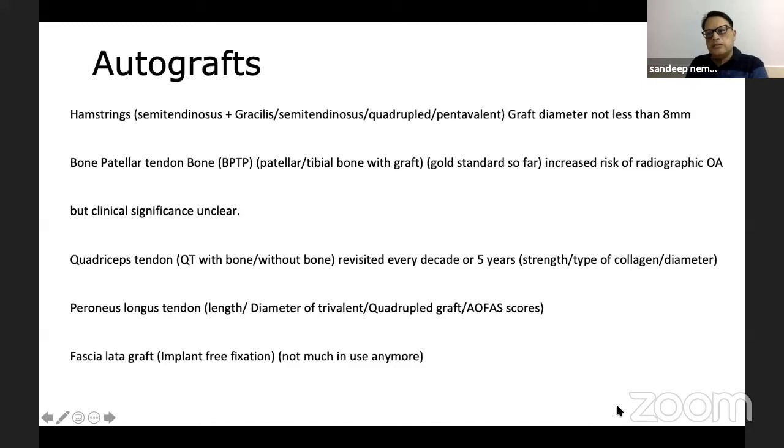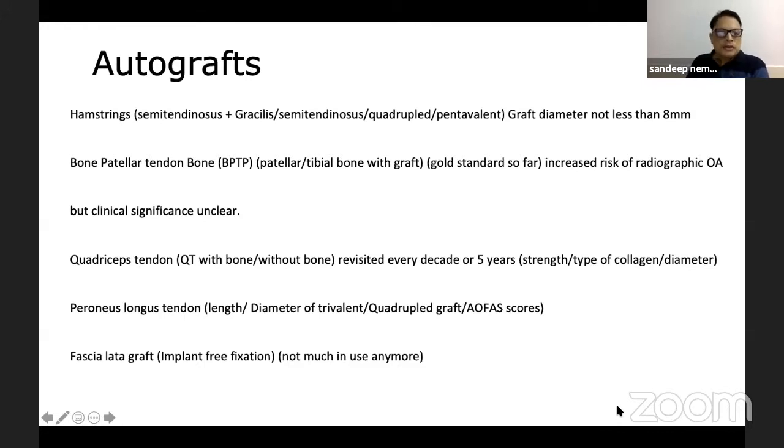It can be bone plugs on both sides. It can be a bone plug on one side. Then this graft is the gold standard so far because it has stood the test of time. But there is an increased risk of radiographic osteoarthritis, which we are going to discuss, which is associated with this graft.